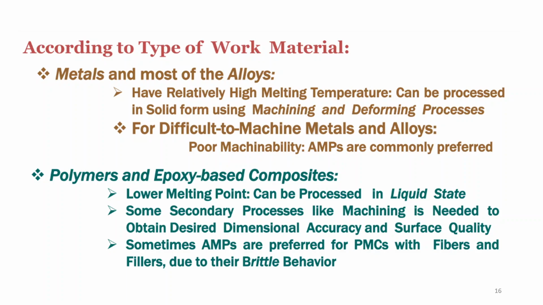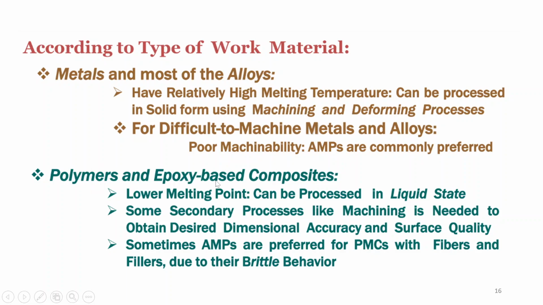According to type of work material. If your material is metals and alloys, then these metals have relatively high melting temperatures, so they can be processed in solid form using machining and deforming processes. And if they have lower melting temperature, then you can easily cast it using casting. For difficult to machine metals and alloys, if it has poor machinability, then you go for AMP, which is additive manufacturing processes.